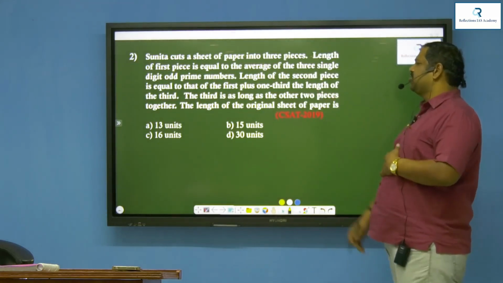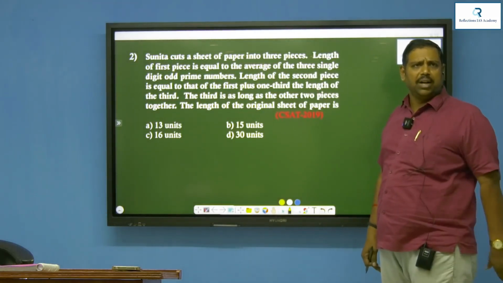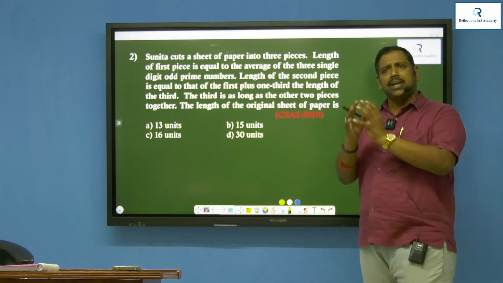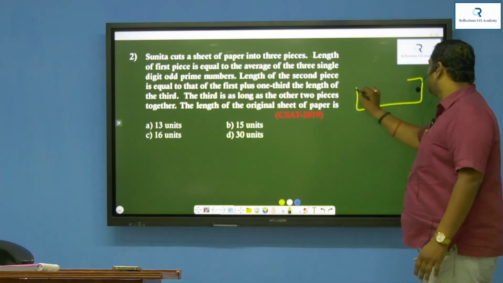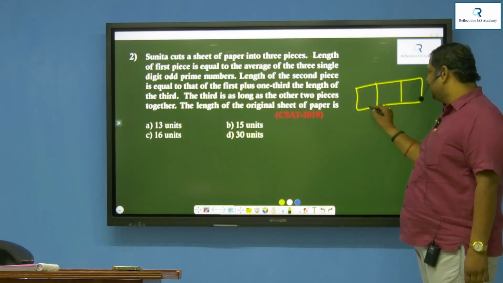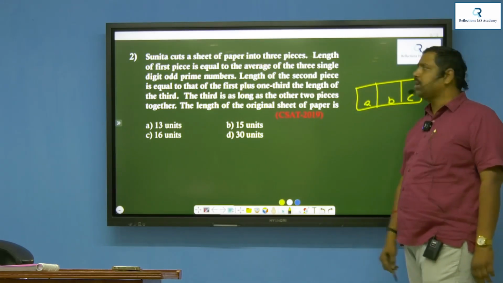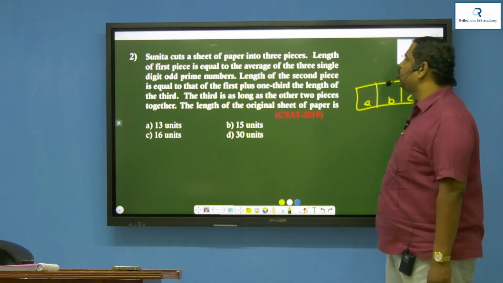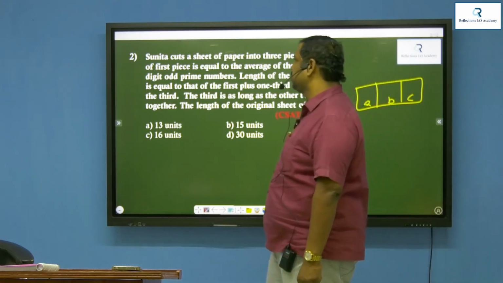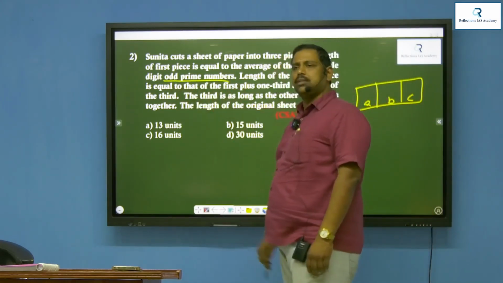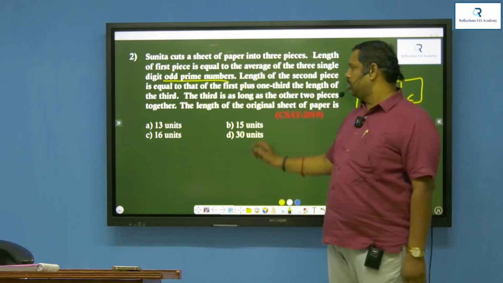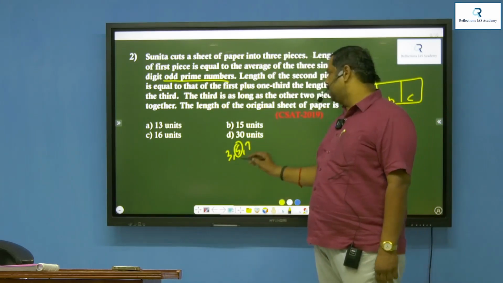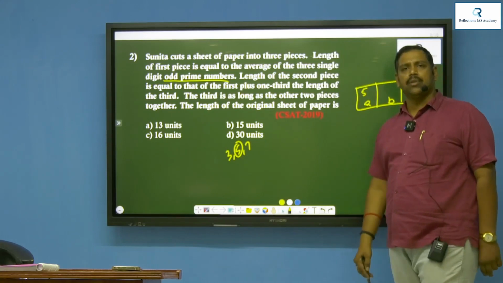Yeah, this is a funny question actually. Most of you have completed it. Sunitha cuts a sheet of paper into 3 pieces. Suppose this is the paper: first piece, second piece, third piece. Its lengths are A, B, C, so the total length is A plus B plus C. First, the length of the first piece is equal to the average of the 3 single digit odd prime numbers. What are the 3 single digit odd primes? 3, 5, 7. The average is the middle number, 5. So the length of the first one is 5.